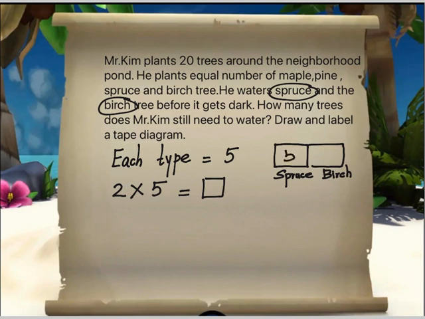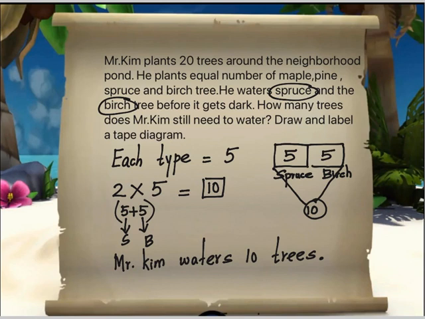So I have drawn a tape diagram here, this is for spruce and this is for birch tree. So we have 5 spruce and 5 birch. That is what we have found, and the number of trees he is watering is 10. 2 times 5 means 5 plus 5. So 5 for spruce and 5 for birch tree. So he has watered only 10 trees.